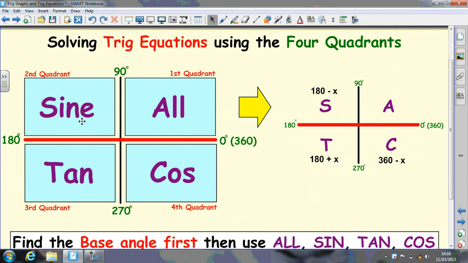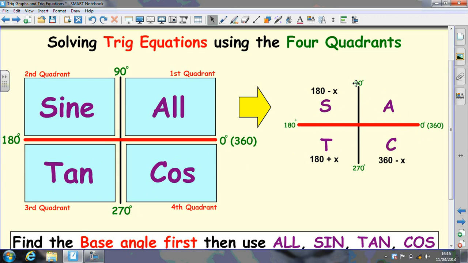We simplify this down to all sine tan cos, all meaning all the graphs are positive between 0 and 90. Sine meaning only the sine is positive and the other two are negative between 90 and 180. The tan meaning that only the tan graph is positive, sine and cos are negative here. And cos meaning only the cosine wave is positive between 270 and 360, the rest are negative. And we shorten this again to ASTC, all sine tan cos, kind of going in an anti-clockwise manner.